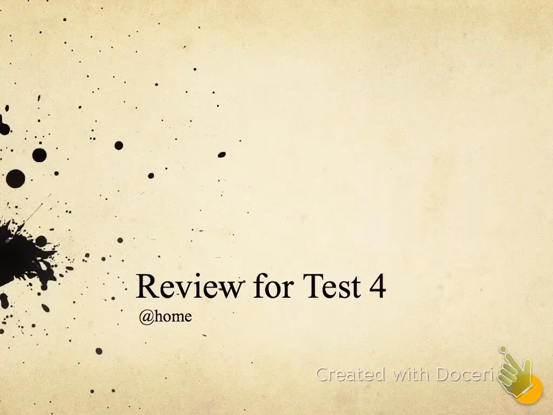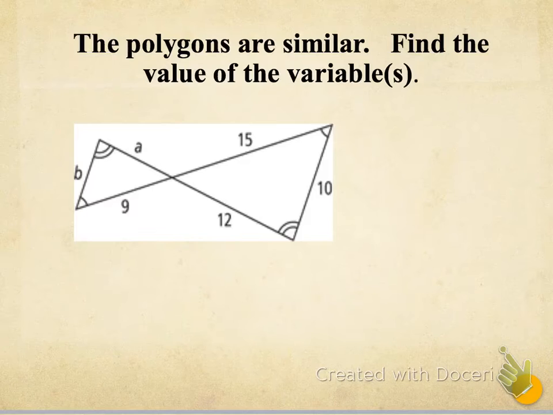So this is going to be the review for test 4. The polygons are similar. Find the value of the variables. Okay, so they're similar, so that means we have to compare certain things to certain things, because whenever we're talking about similar things, we're going to have proportions that are going to be comparable.